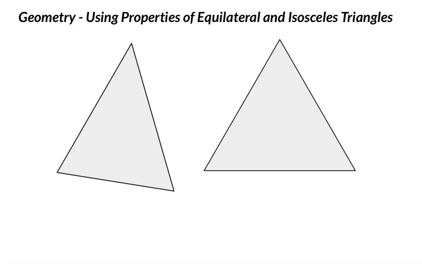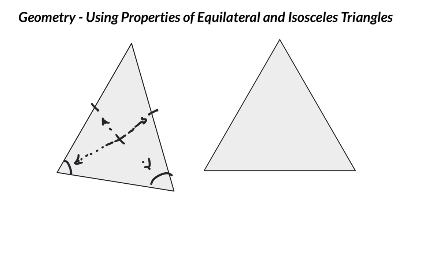Let's talk about using the properties of equilateral and isosceles triangles to do some algebra. Just a quick reminder, isosceles triangles have two sides that are the same, and the two angles that are across from them, by across we mean not adjacent, they don't share the two sides, are the same. And this angle over here, same thing. Those two angles are also the same.